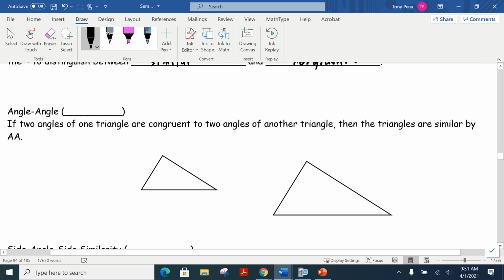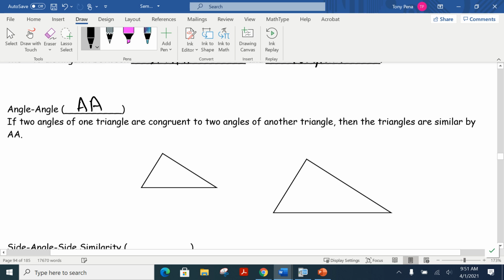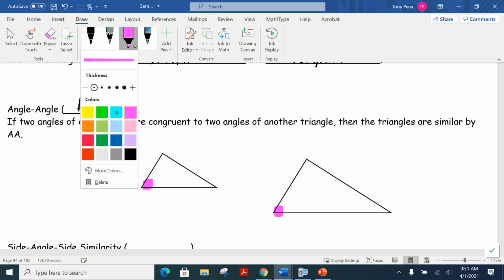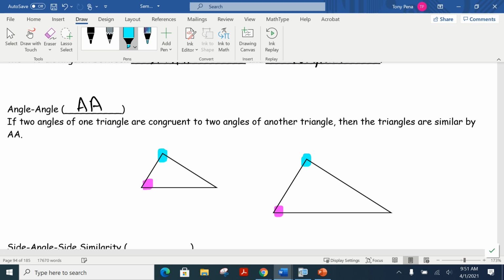All right, so down here, where it says angle, that's just asking in the parentheses, what's the abbreviation for that? We're going to write that as AA. What this is telling us, let me mark some corresponding angles here. So those guys are corresponding. These guys are corresponding. What angle is saying is if two angles in one triangle are congruent to two angles of another triangle, then the triangles by themselves are similar, and we would say that because of the angle theorem.